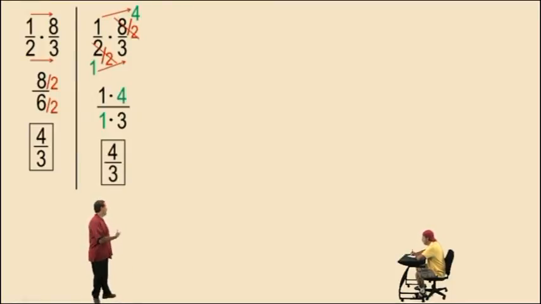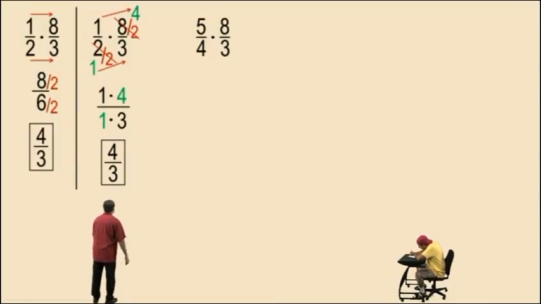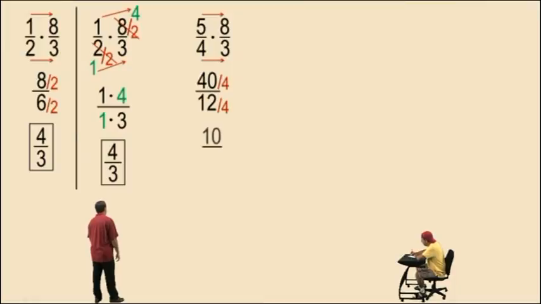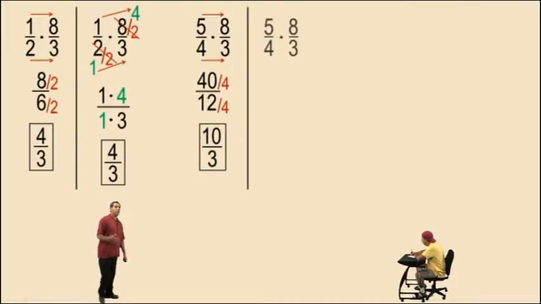So here we got 4/3 by reducing before we multiply, and that is very useful, especially when the numbers are very large. So here we have 5/4 times 8/3. Notice if you multiply straight across the top and straight across the bottom, we end up with 40/12. Now you have to reduce. 40 and 12 have a common factor of 4, so we divide that out, and we end up with 10/3 for our answer. Well, why not reduce before we multiply or cross-cancel?